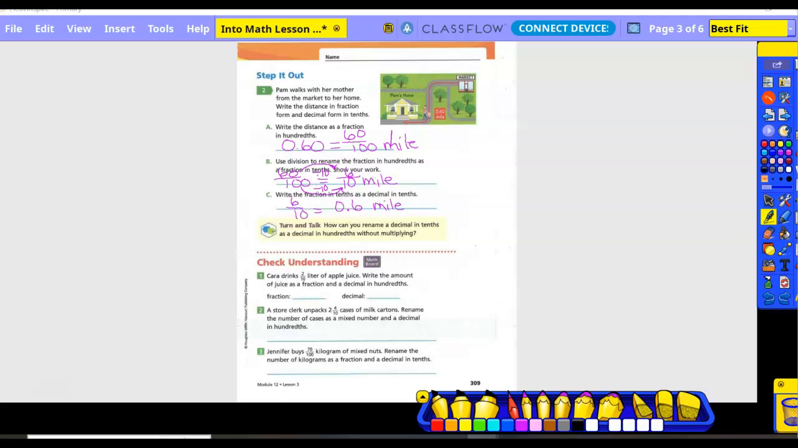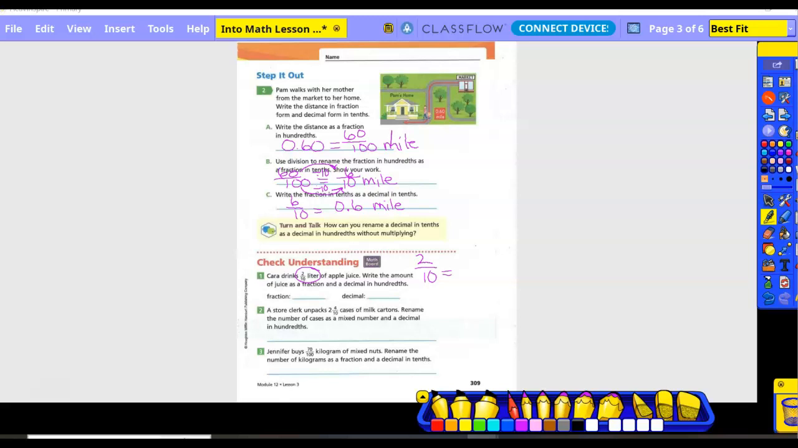Check understanding number 1. Tara drinks 2/10 liters of apple juice. Write the amount of apple juice as a fraction and as a decimal in hundredths. Okay, now what I want you guys to do is circle what we're originally starting with. Because as we've been doing this, my friends are like, well, I don't know what it even is. Is it because we're not reading the problem and identifying what we're looking for? Yes. Okay, so over here to the side, we're going to write 2/10. And then they want us to now write it in what?